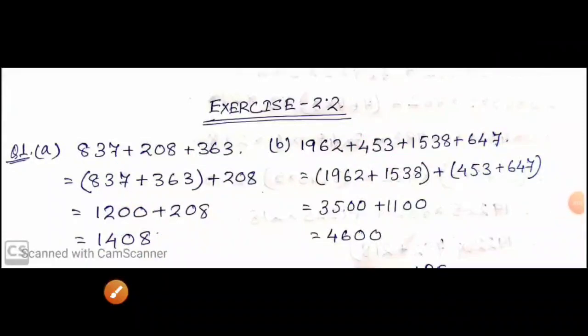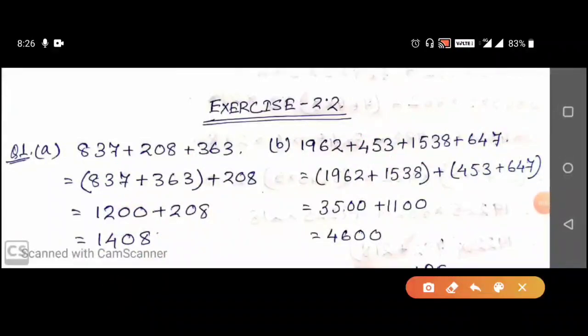After that, you see here this 1962 and this 1538. Here also, if you add these 2 and 8, you will get 10. So we have 0. So in this way, we have to combine the numbers. See, here we have combined 1962 plus 1538 and 453 plus 647. Both the numbers we have to keep inside a bracket for both the cases.